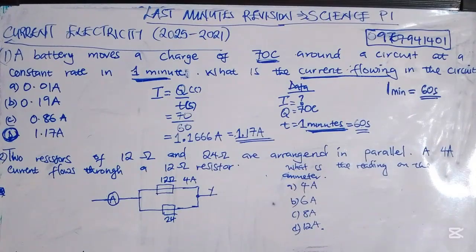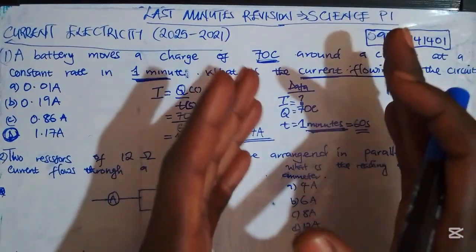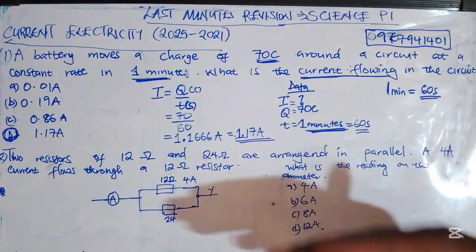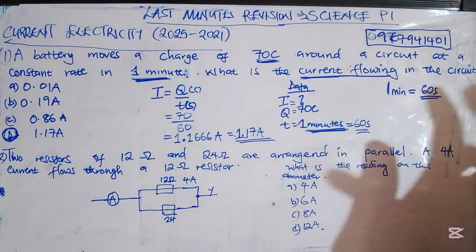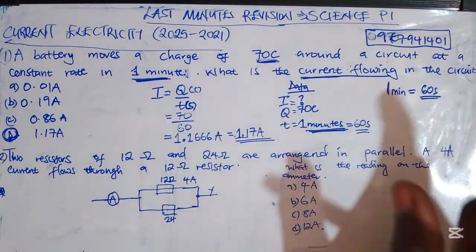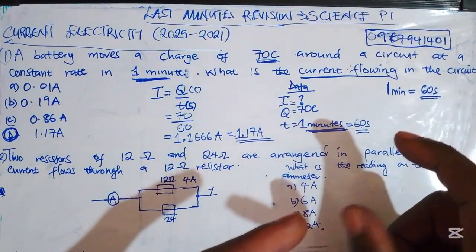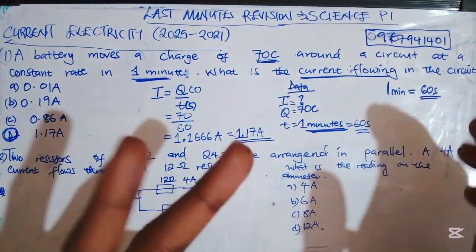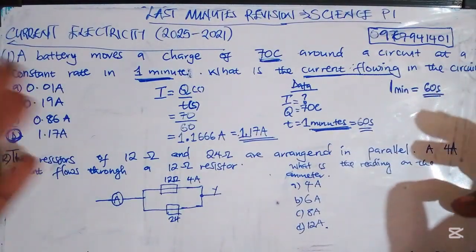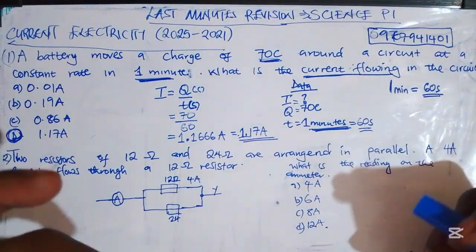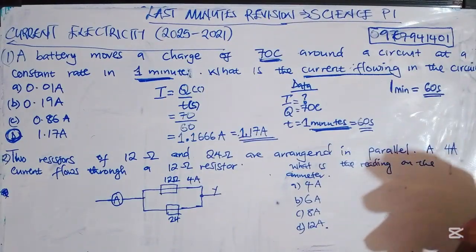So you need to pay particular attention to units, because mostly in physics section A, the multiple choice part, they like examining you on units and also how you understand the conversion of units from minutes to seconds, seconds to hours, all those conversion units.